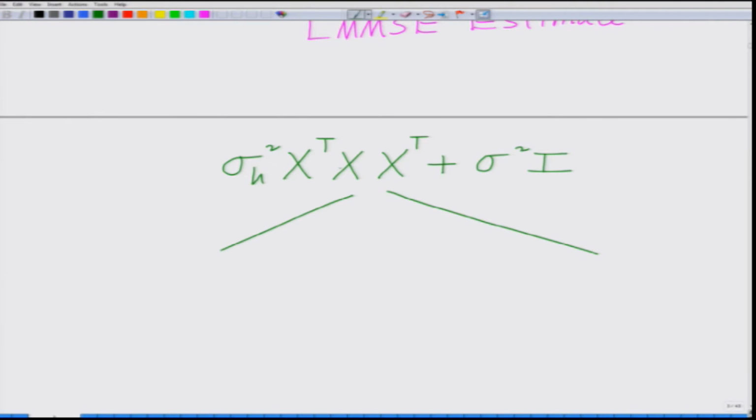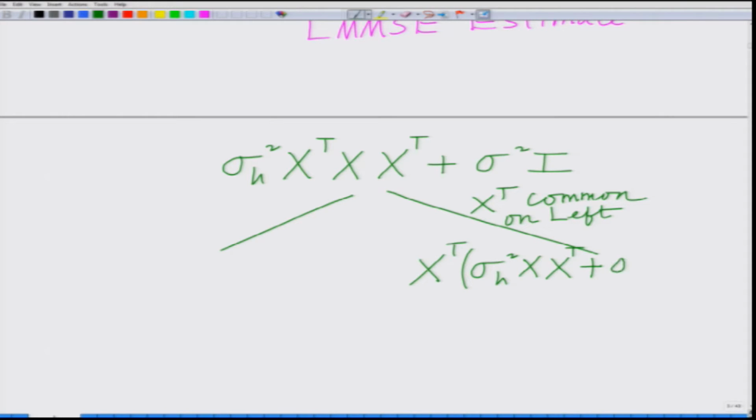I can take x transpose common on the left. So taking x transpose common on the left, that will give me x transpose sigma h square x transpose plus sigma square times identity. I have changed this identity, this should be x transpose, okay. Now I can also take x transpose common on the right.